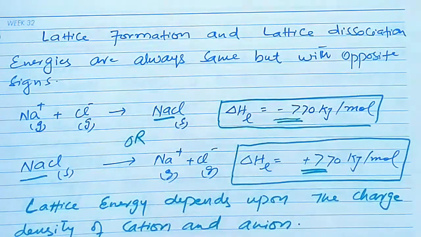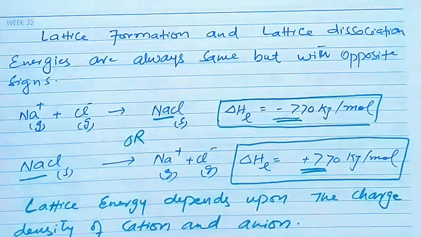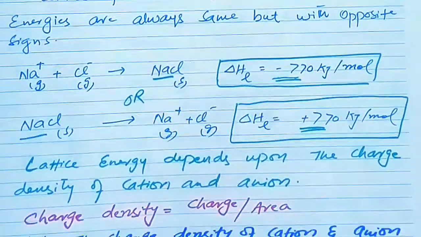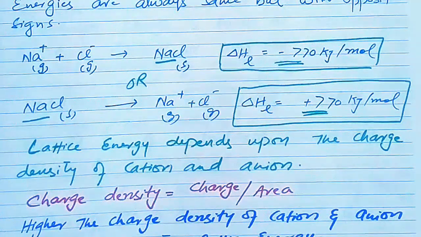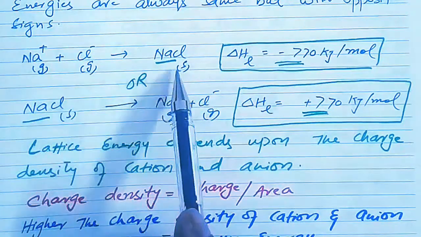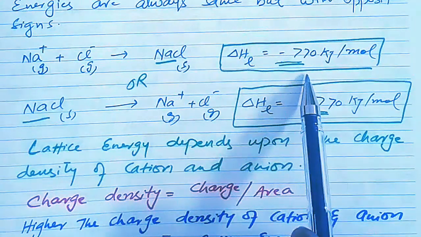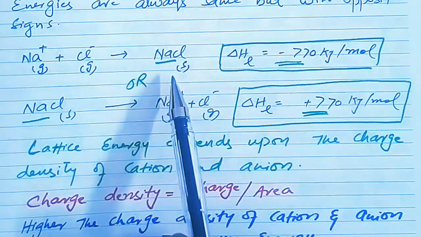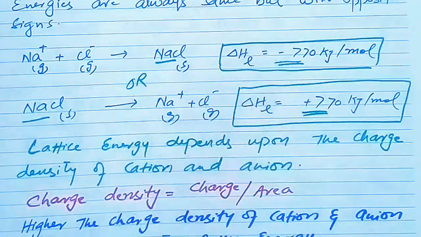For example, if we take the lattice energy of formation of sodium chloride, there are two individual ions, sodium ion and chloride ion, and they combine to form sodium chloride. This is the gaseous sodium ion and gaseous chloride ion combining to form sodium chloride. Energy will be released in this process because this is the formation of sodium chloride. This type of energy is called lattice formation energy.